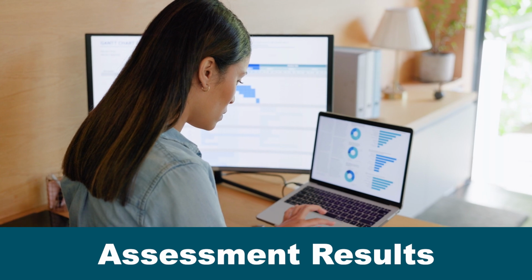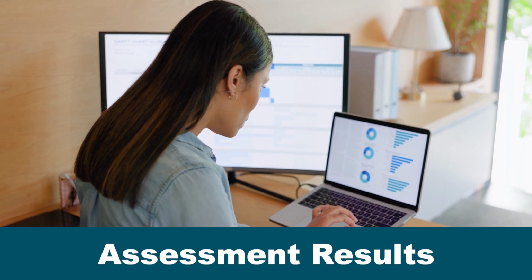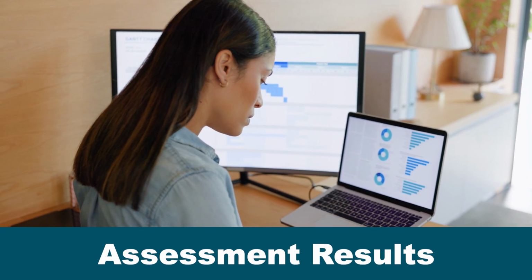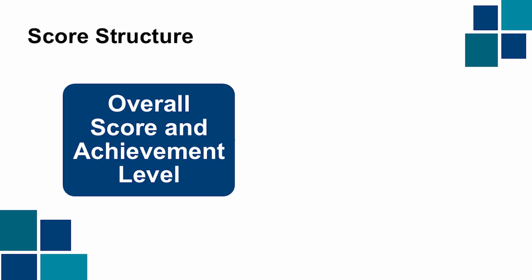Let's shift gears and talk about how results are reported for the Smarter Balanced Summative Assessments. For the Smarter Balanced Summative Assessments, an overall score and achievement level is generated based on student performance on the test. These scores, which are reported at 4 levels, give a high-level perspective on a student's knowledge and skills in a content area. The 4 levels are Level 4, Advanced, Level 3, Proficient, Level 2, Developing, and Level 1, Minimal.